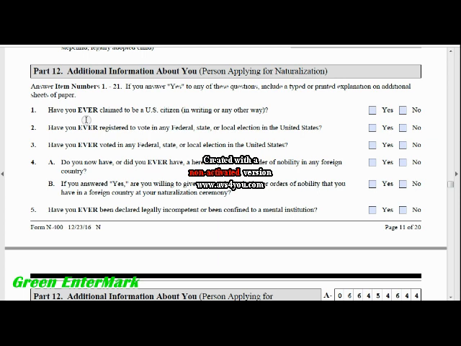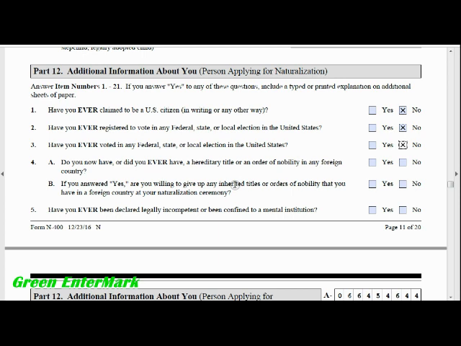Have you ever claimed to be a US citizen? Obviously never. You are a permanent resident, you are not a US citizen, so say no. Have you ever registered to vote in any federal, state, or local election? No. Have you ever voted in a federal, state, or local election? No.